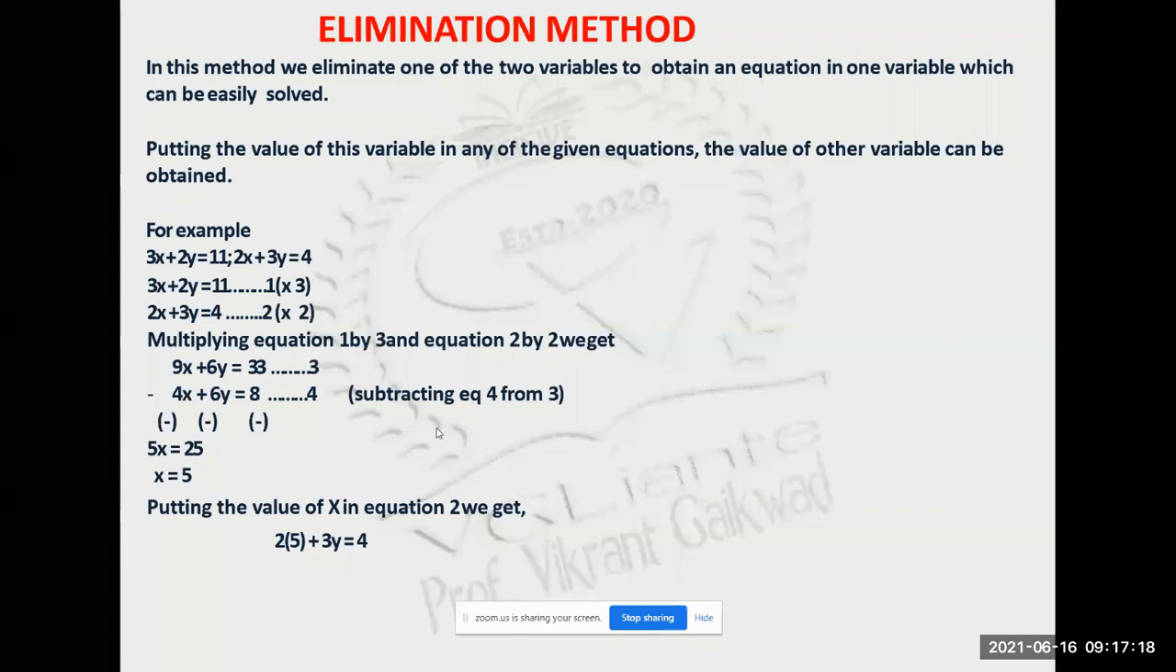Putting the value of x in equation 2, we get 2 into 5 plus 3y equals 4. So 10 plus 3y equals 4. So 3y equals 4 minus 10. We get 3y equals minus 6. y equals minus 2. Hence x equals 5 and y equals minus 2.